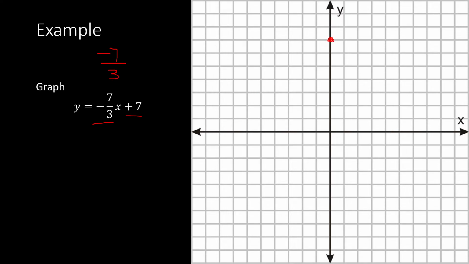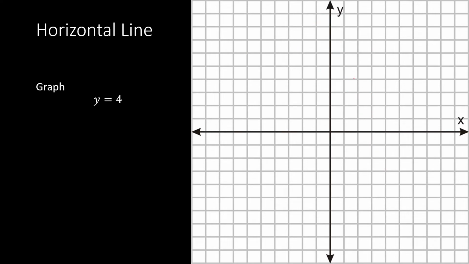Which means from here, we go to the right 3. Remember, the bottom number, the denominator. And then we go down 7, since we have a -7 as the numerator. So 1, 2, 3, 4, 5, 6, 7. And just like that, we have our 2 points to make the line.